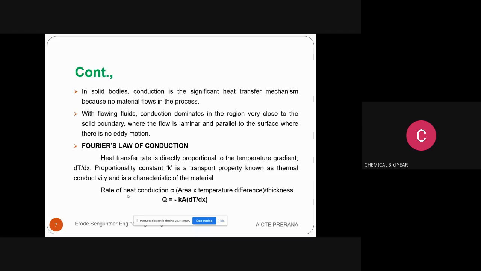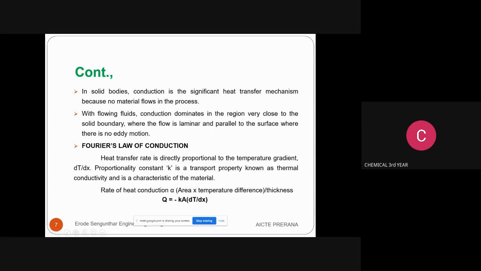Then what is the law we can use for the conduction mode? We have Fourier's law of heat conduction. Fourier suggested one law for the heat conduction process, and in this he stated that heat transfer rate is directly proportional to the temperature gradient. Definitely, if the temperature gradient value increases, the heat transfer rate will also increase. That is what we have mentioned here: heat transfer rate is directly proportional to the temperature gradient.